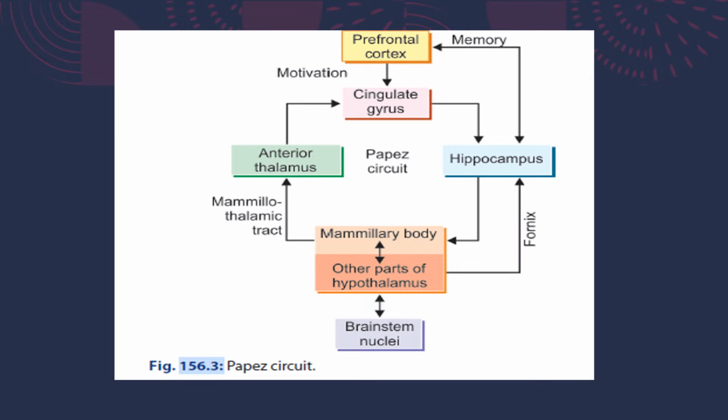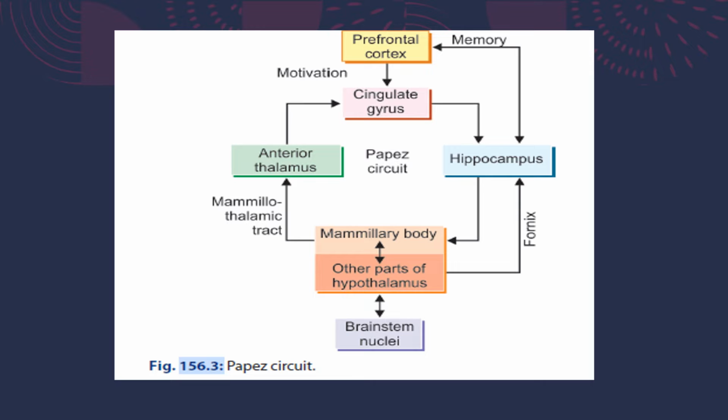Okay, so see the Papez circuit again. Anterior nucleus of thalamus, cingulate gyrus, hippocampus, mammillary body, and the mammillary body is connected with other parts of hypothalamus also. So this, through the fornix, is again connected to the hippocampus, and the prefrontal cortex, which is involved in motivation, through the connections to the cingulate gyrus and then hippocampus like this.